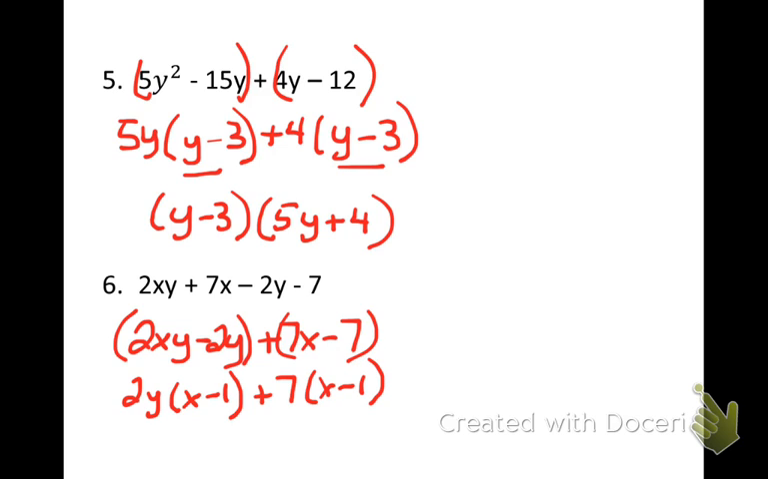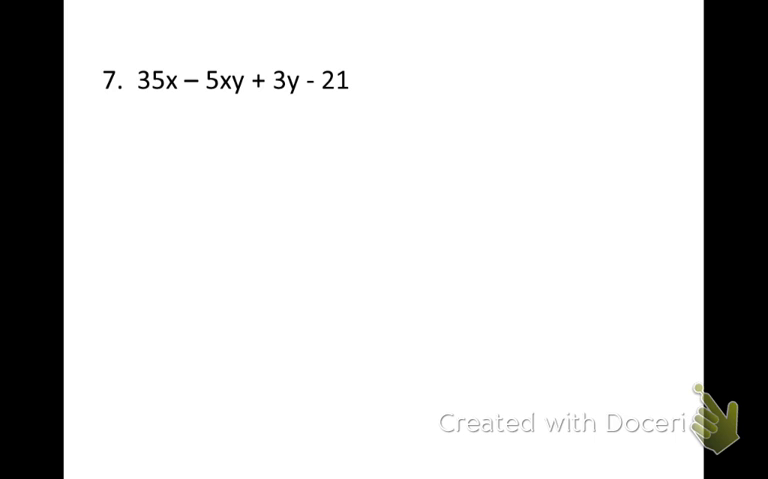Now again, if I didn't get something in common, that's a clue that I probably ought to go back and try a different grouping. So if I factor that x minus 1 out, it leaves me with 2y plus 7. So you got to try some different things. Sometimes it's going to be a kind of guess and check as to how to pair them up, but make sure they have something in common when you're trying to pair them up like that.